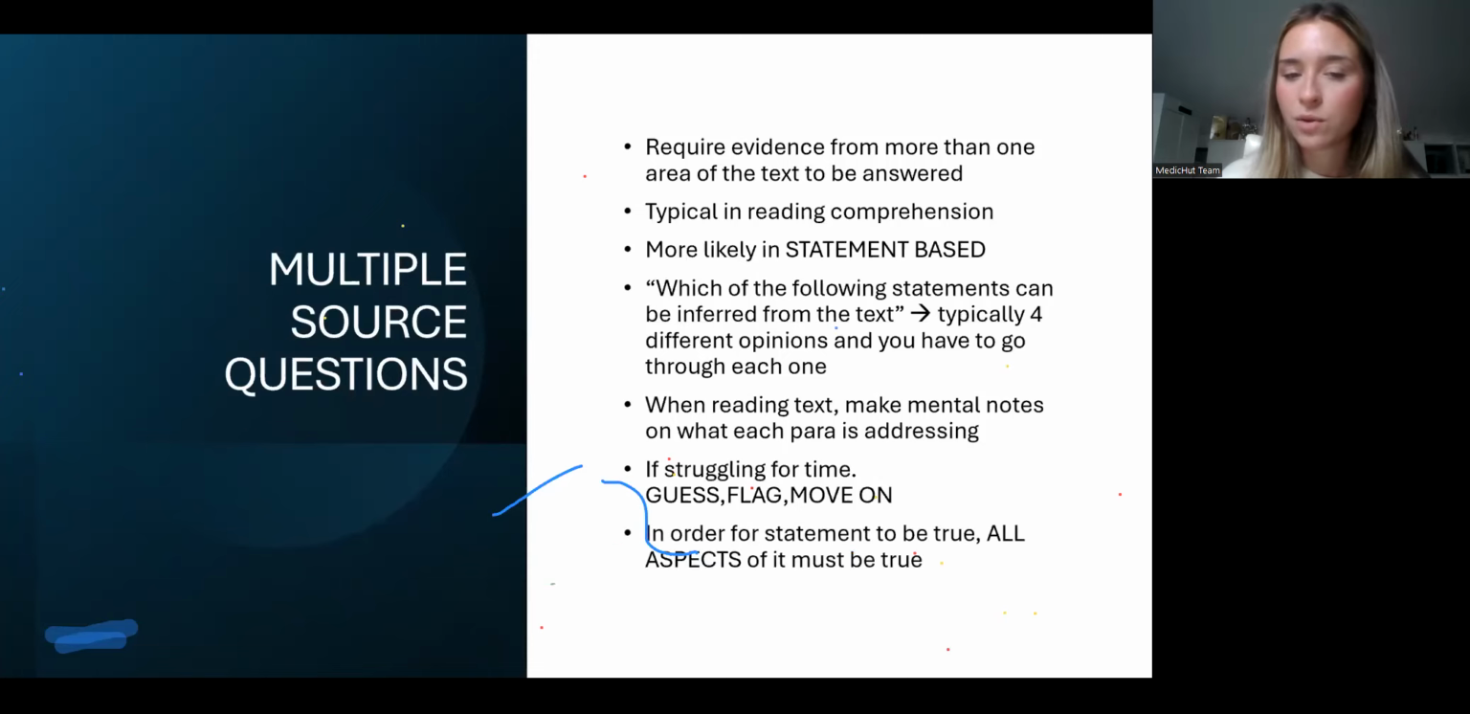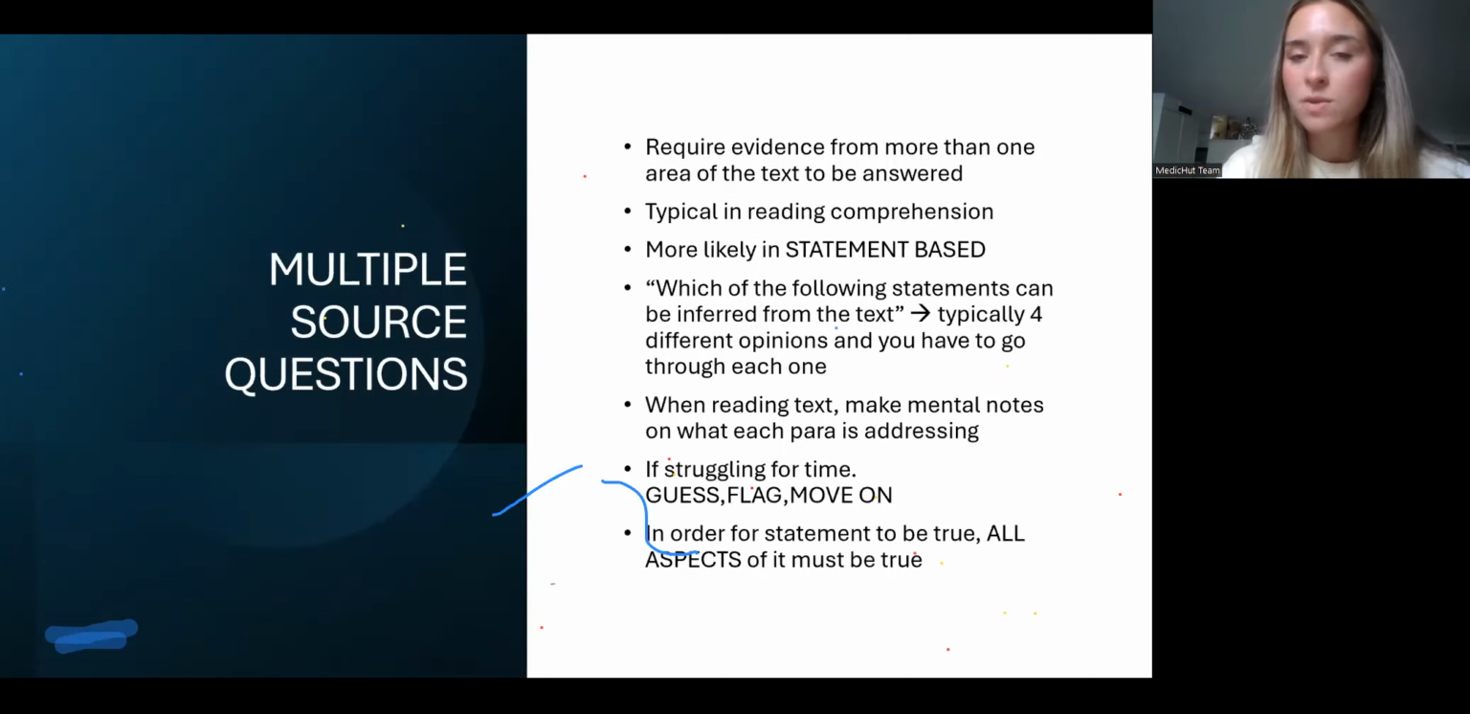And just as a pointer, in order for a statement to be true, all aspects of it have to be true. So what I mean by that is if you get a statement which says, for example, let's say all butterflies are purple and have wings, that's your statement. If in your passage it says that all butterflies have wings, but it doesn't mention anything about them being purple, then the answer for that would be can't tell, because although we know that they all have wings, we can't tell whether they all are or are not purple, and therefore we'd select can't tell.